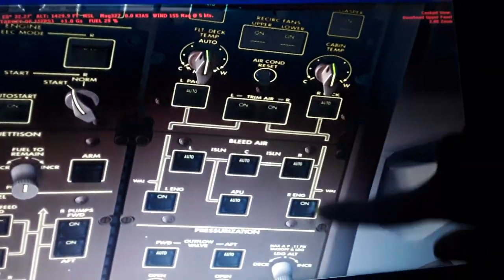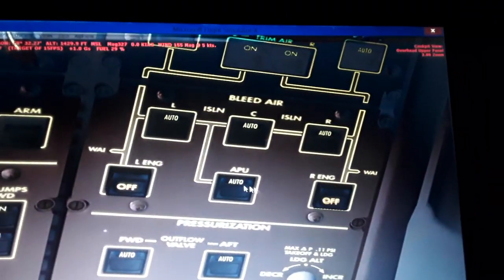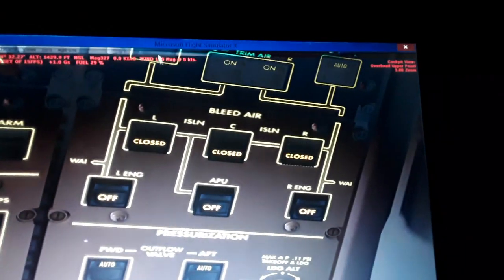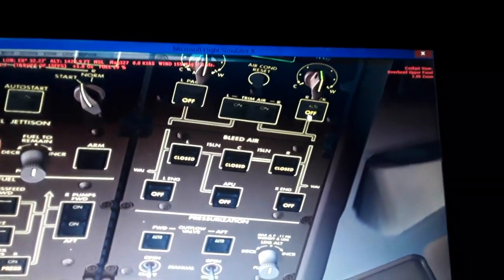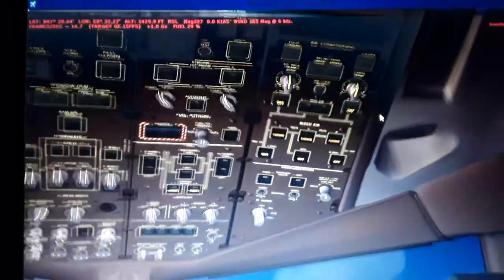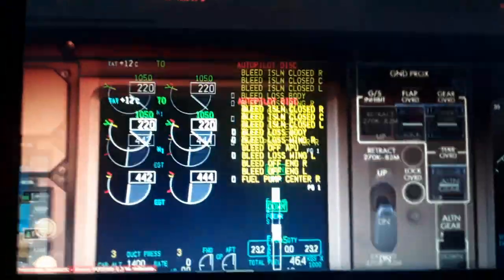Also, this is the left and the right wing, the pressurizer from the left and the right engine, and the APU. We need to start the engine. So if I turn off all these systems here, you will see a reset happening again, and the warnings are coming in. So you will see the bleed.